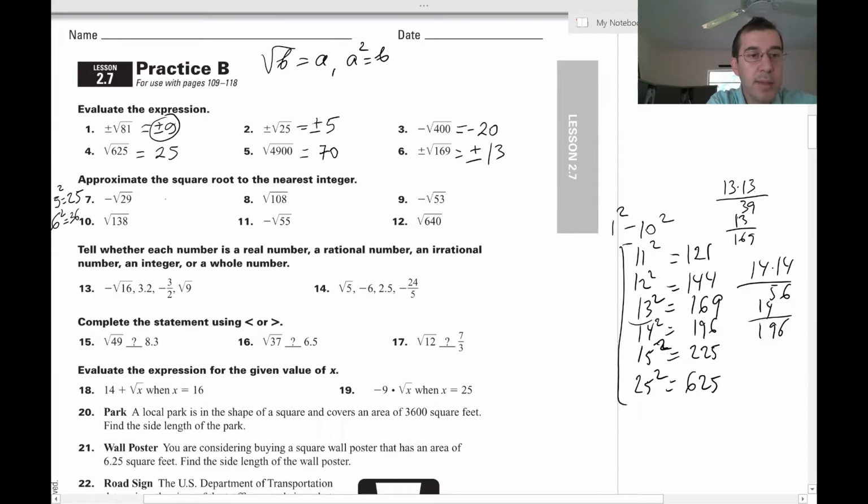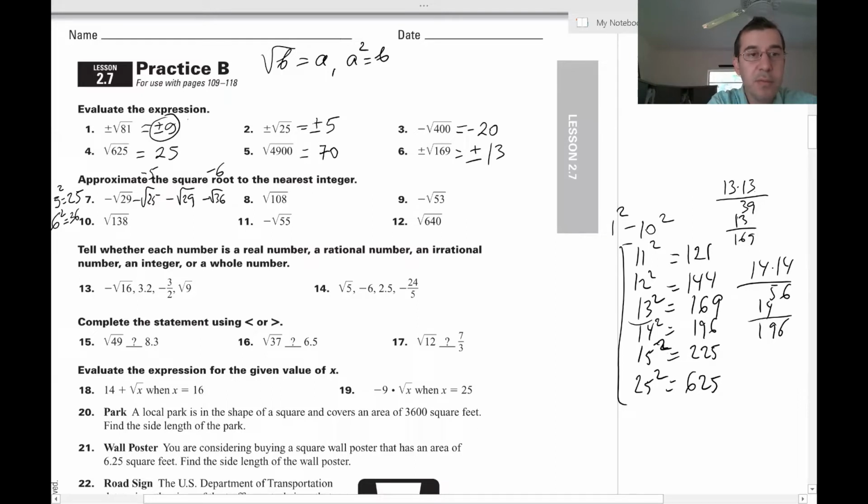So we know that minus square root of 29 is between 25 and 36. Now, since this is minus, these have to be minuses. This is minus 5. Square root of 25 is 5, minus 5. This is minus 6. Which one is greater, minus 5 or minus 6?